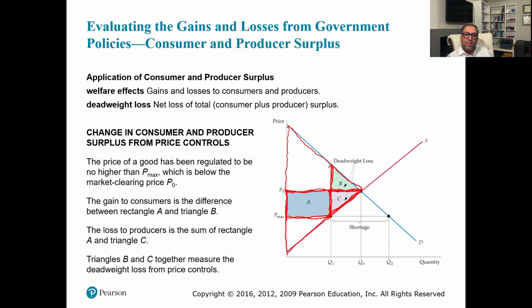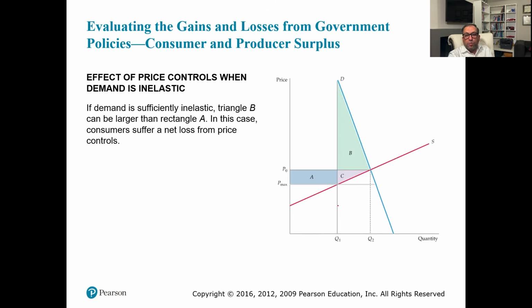So overall, by the government setting a price below equilibrium, that favors the consumer, but overall the total surplus to the society or the economy is reduced by these two triangles, triangle B and triangle C. Triangle B is a reduction in the consumer surplus, and triangle C is the reduction in producer surplus plus rectangle A. But we are saying rectangle A has no impact on the total surplus because it's a loss to the producer, but it's a gain to the consumer. So overall that is not an impact.